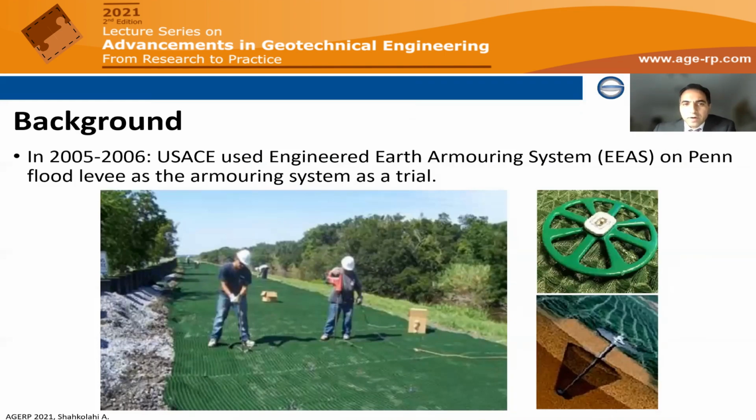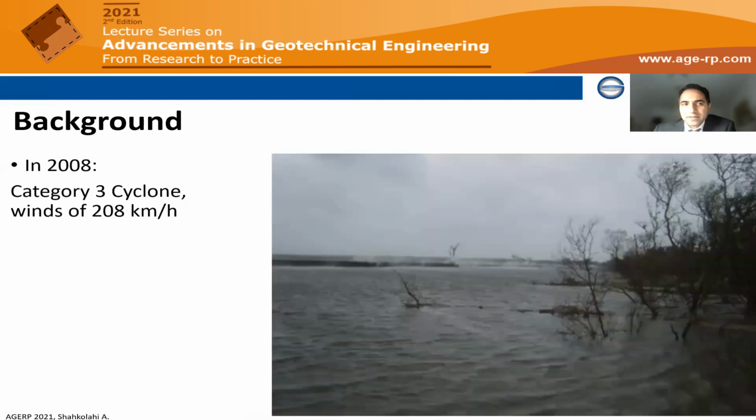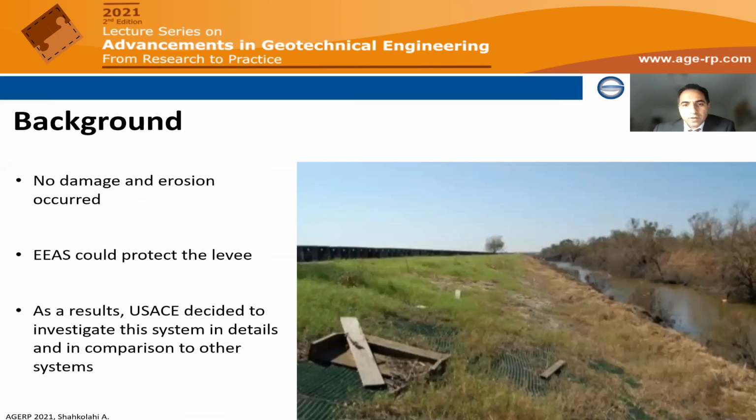As background, in 2005 and 2006, as a trial, they used this earth armoring system on a levee called Penn Flood Levee. So what happened? It was installed. In 2008, a category 3 storm with 200 kilometer per hour winds occurred. That was a disaster. What happened to Penn Levee? Nothing. It survived. So in real conditions, a real full-scale trial, it showed that the EEAS, or engineered earth armoring solution, can work and can protect levees from damage in hurricanes and storms.